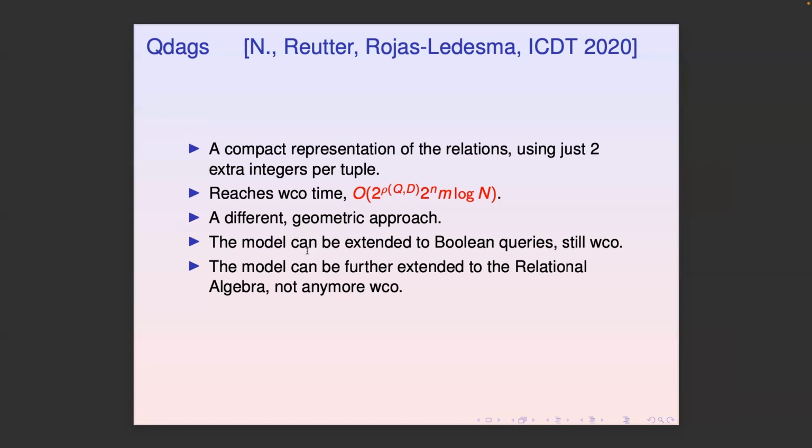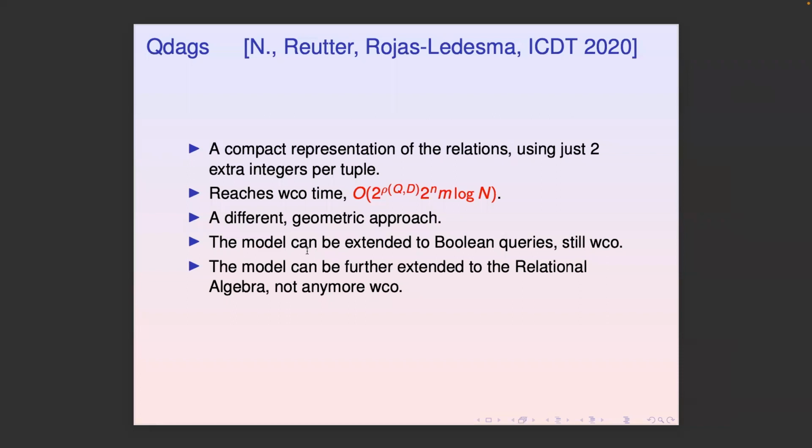Here is a different approach we can discuss later, because it has some similarities. It can also be extended to Boolean queries, and joins are a kind of intersection queries. It can also handle disjunctions and negations. It is still worst-case optimal, and it can be extended to the whole relational algebra. It's not worst-case optimal anymore.